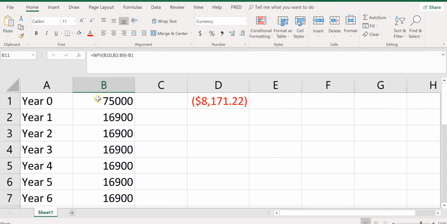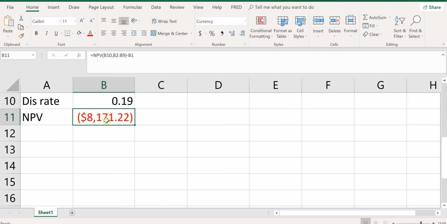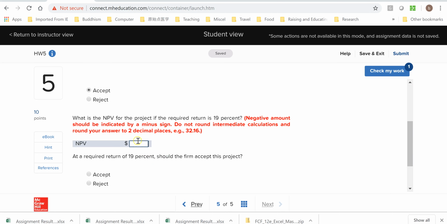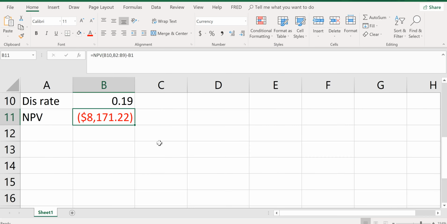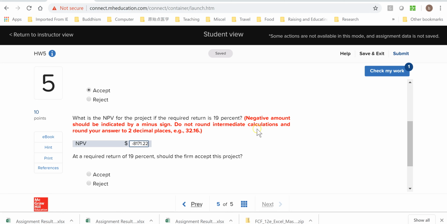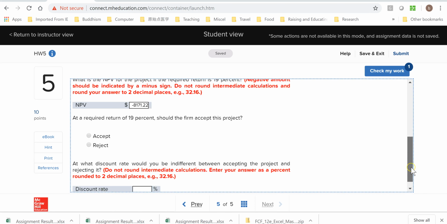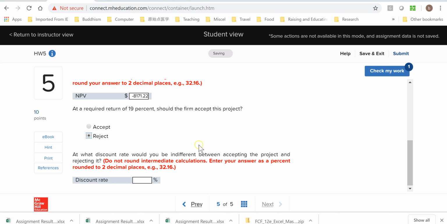Hence, if you subtract the same initial cash outlay, that will likely make the NPV negative. And that's what happened here. So NPV in this case is a negative number. So also look at the rounding requirement. Negative amount should be indicated by a minus sign. Do not round intermediate calculations and round your answer to 2 decimal places. So, 8171.22. And at a required return of 19%, should the firm accept this project? In this case, because NPV is negative, the firm should reject this project.